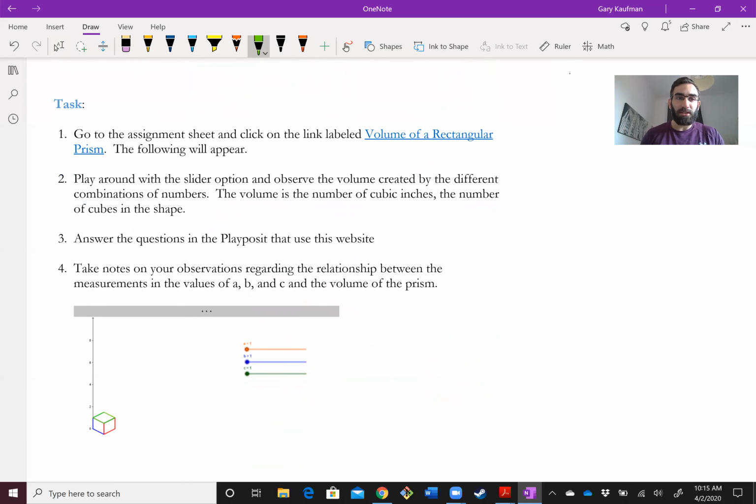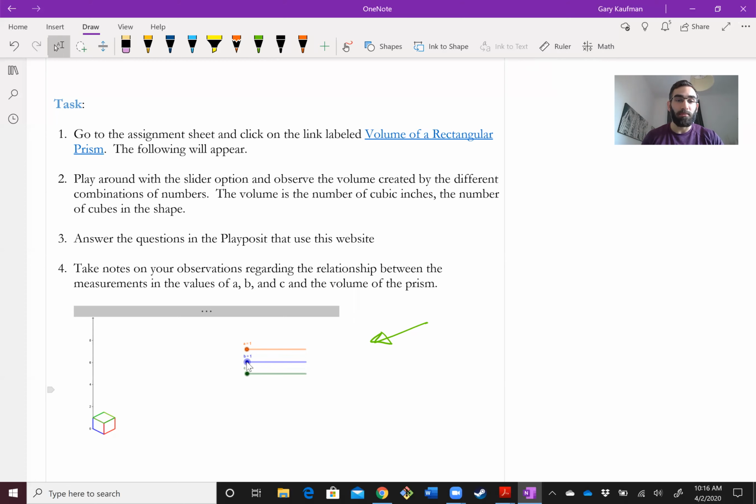So here is our task. On the assignment sheet, there is a link called Volume of Rectangular Prism. And this image down here is what will show up. I want you to play around with the slider options and observe the volume created by different combinations of numbers. The volume is the number of cubic inches. So right now, A is 1, B is 1, C is 1. So that's my length is 1, my width is 1, my height is 1. There's 1 cube.